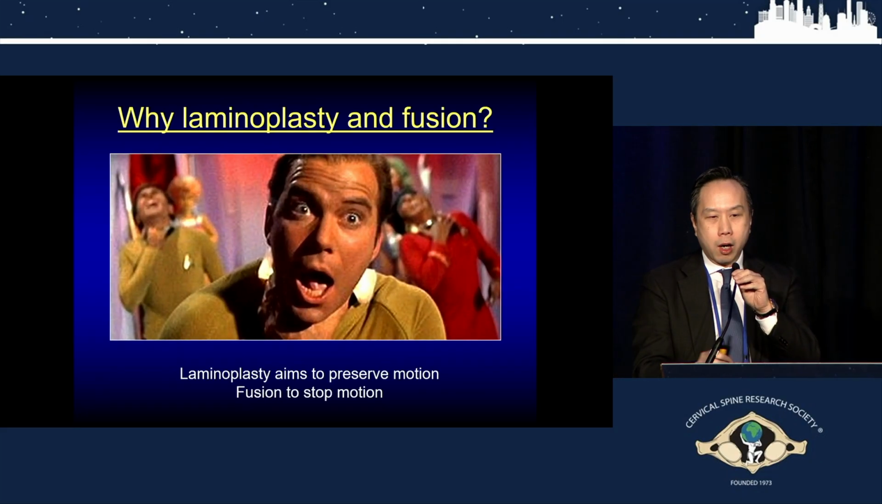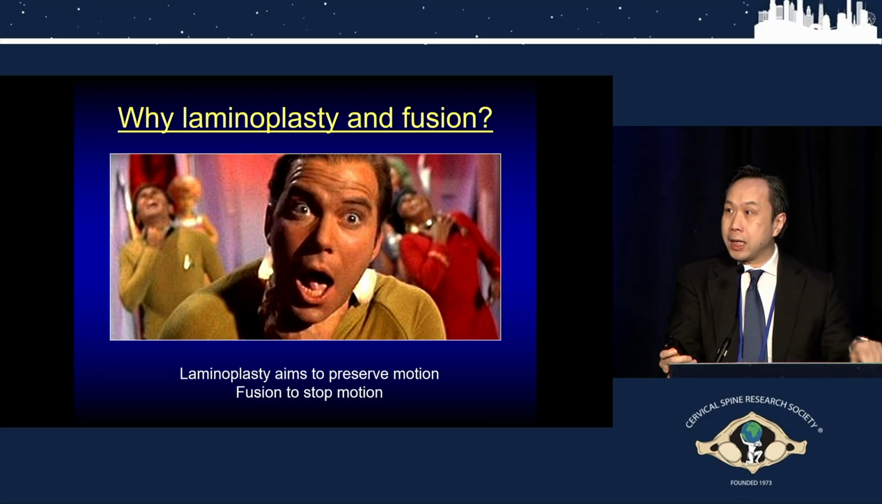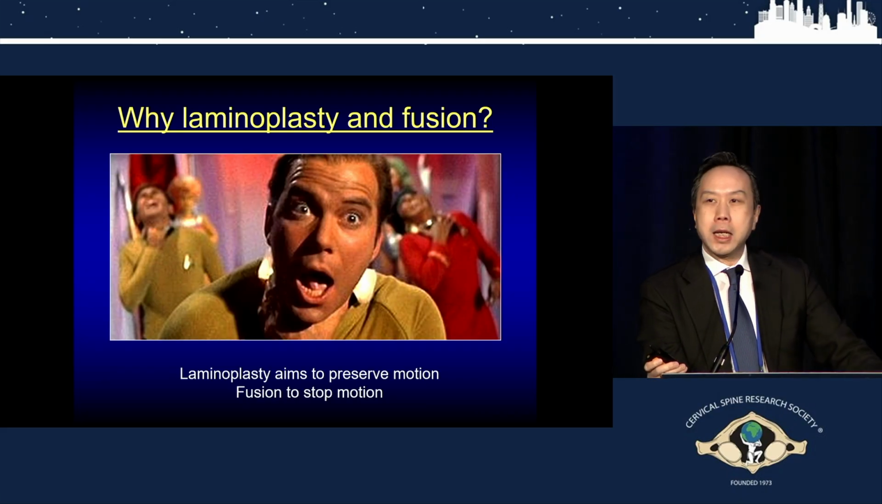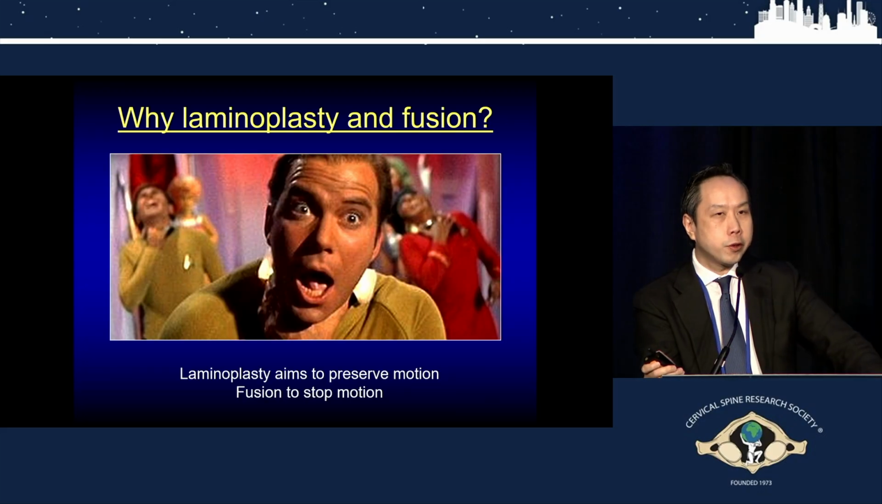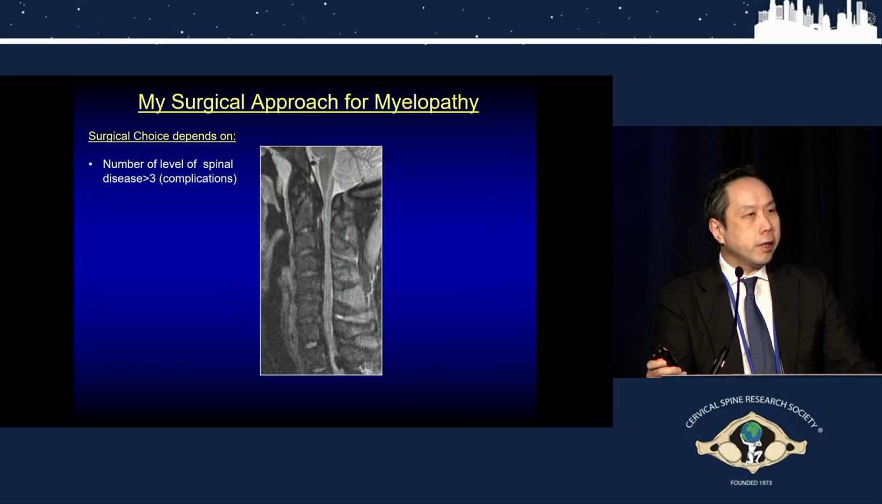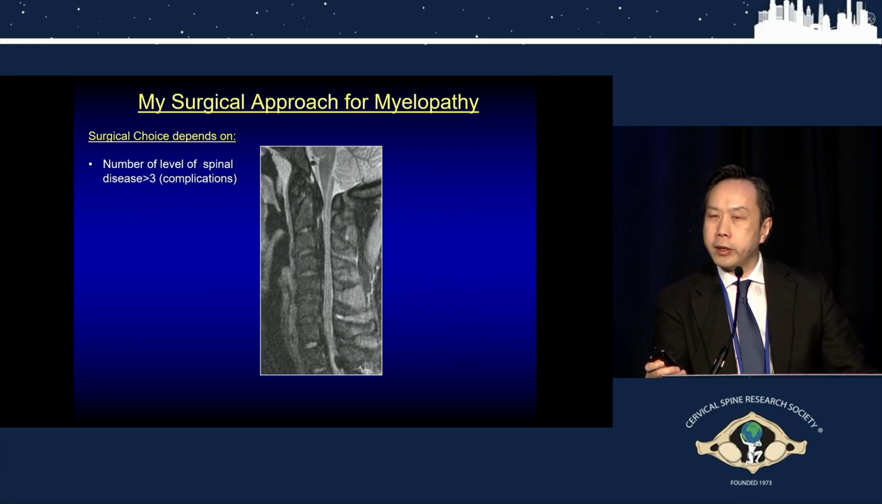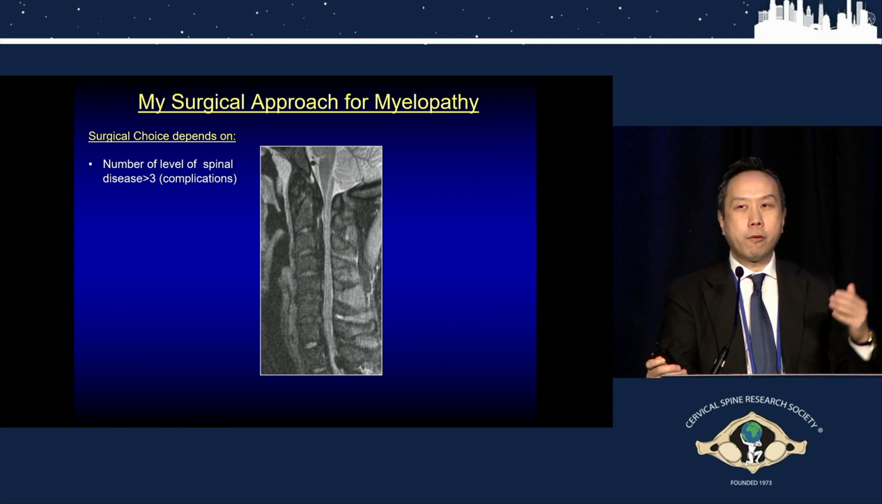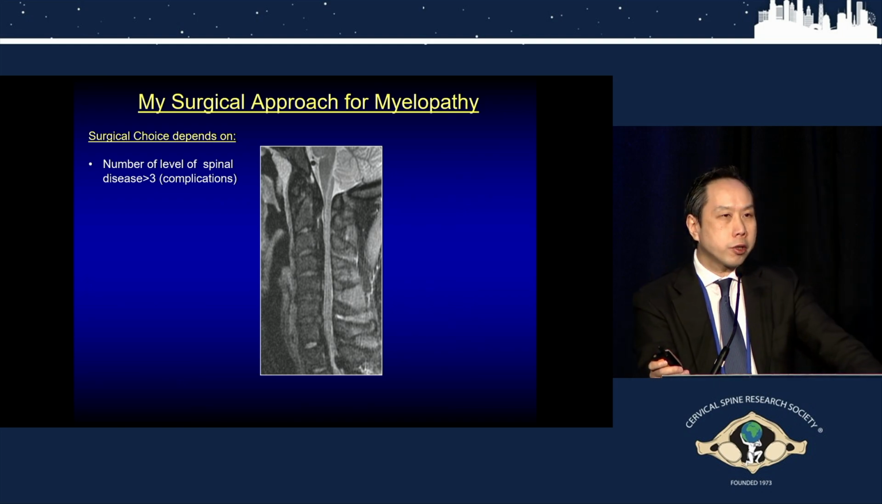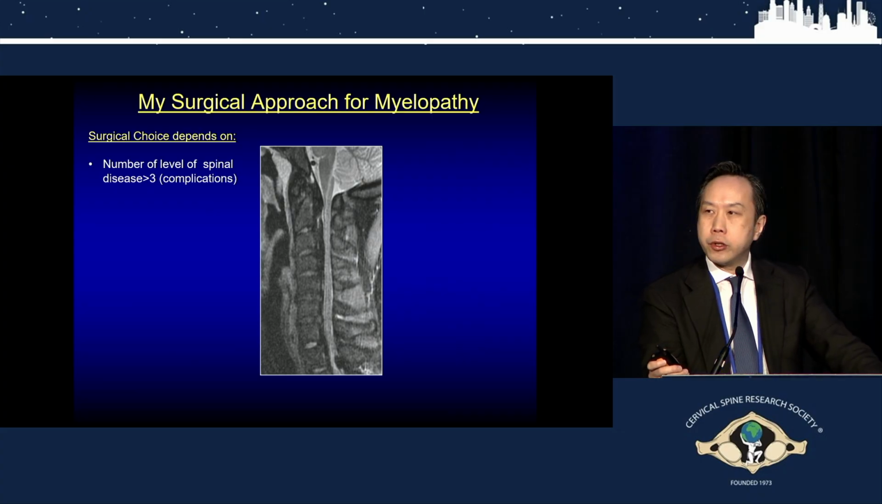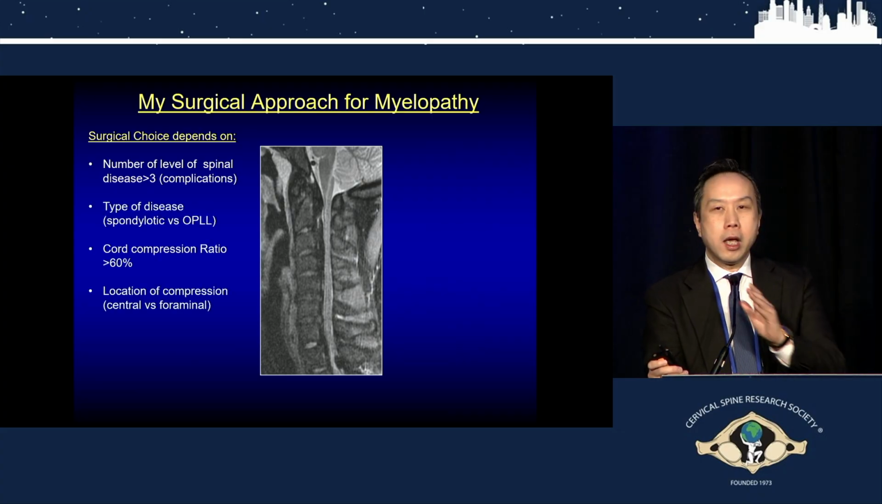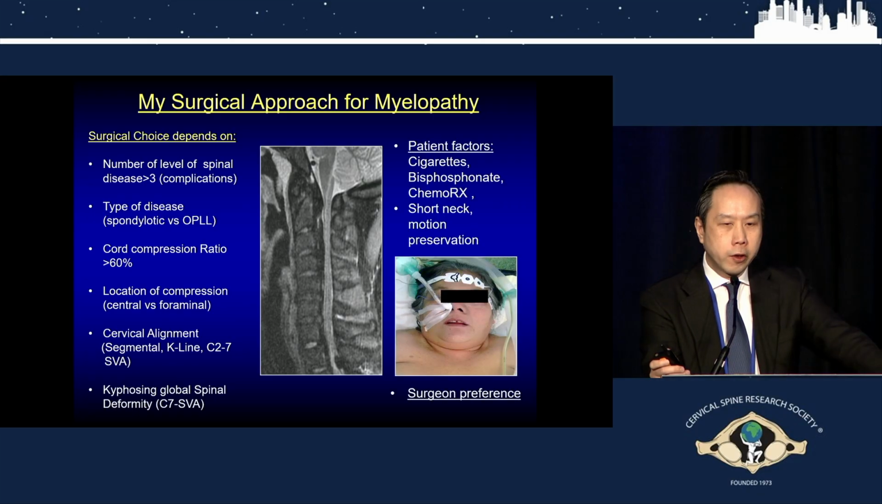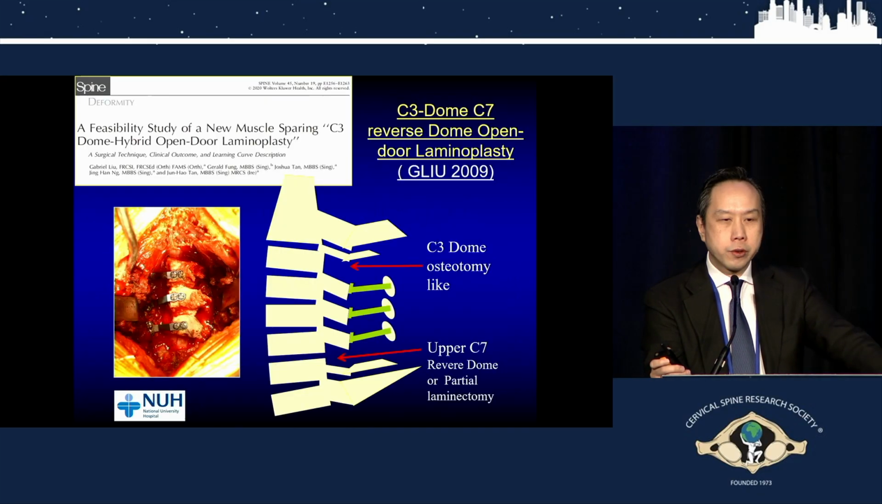When I was given this topic, I wondered to myself, why laminoplasty and fusion? As we know, the benefit of laminoplasty is to maintain motion, and fusion eliminates it. So the current strategy for anterior or posterior surgery for myelopathy depends on a number of different factors that you're familiar with, but many of us will probably do a posterior surgery when there are more than 3, 4, 5 levels of cord compression, in order to avoid the high complication rates of anterior surgery. There are other factors as well, for example, patient factors and, to a certain extent, surgeon preference.